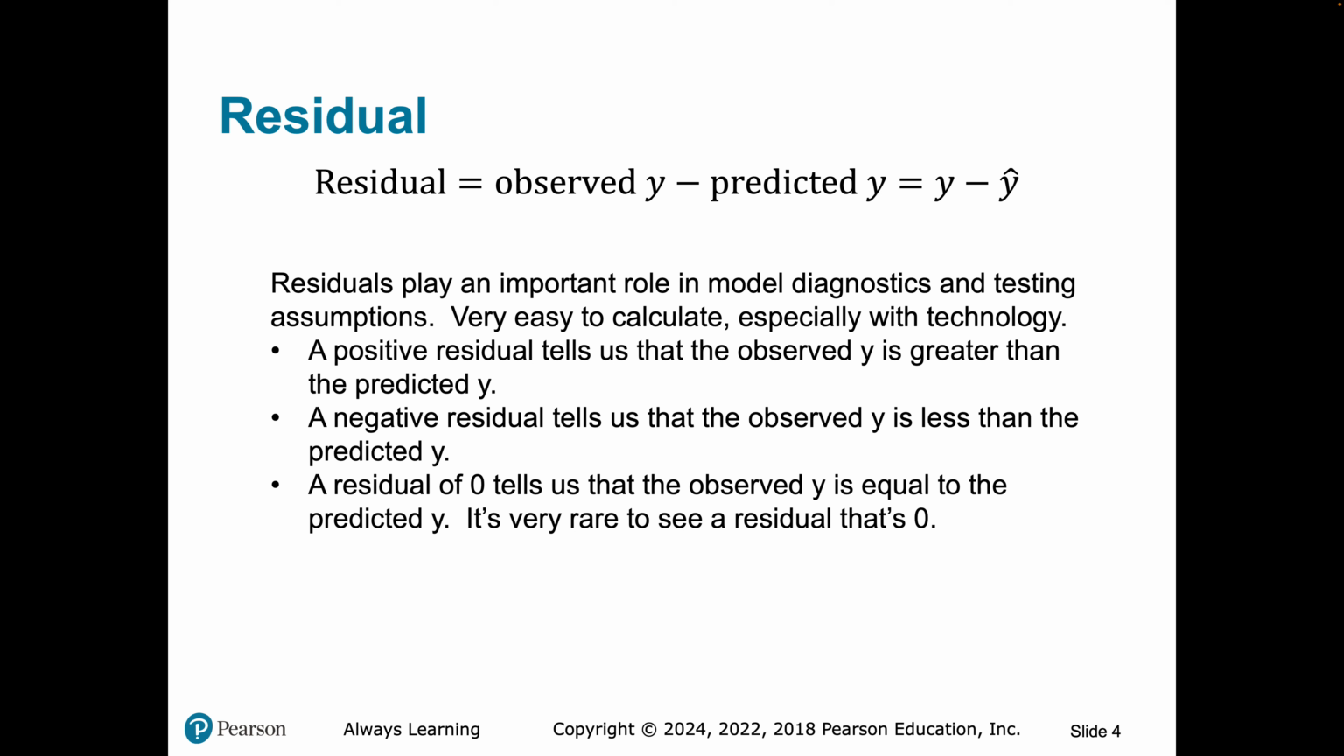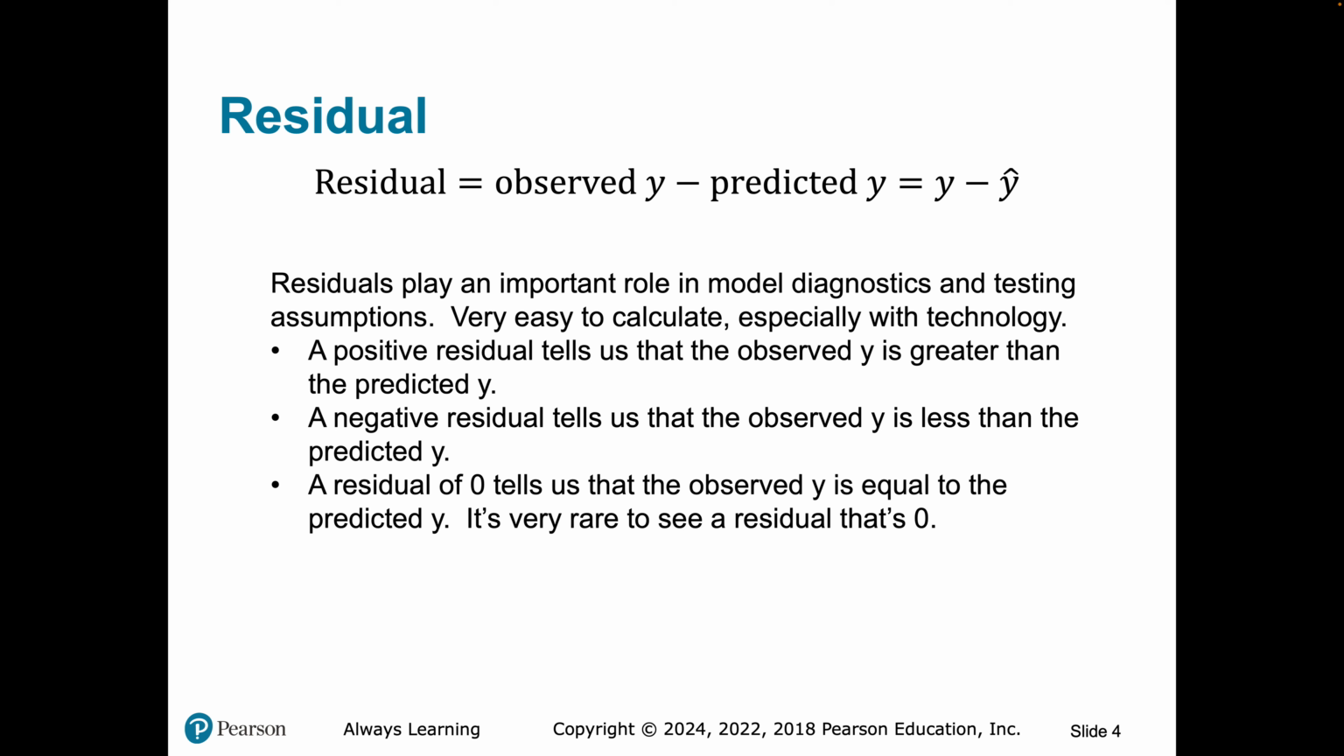Residual. All right, let's pump the brakes. Super, super important concept. Residuals play a very important role in model diagnostics and testing assumptions. So what are residuals? They are the observed y minus the predicted y. Again, observed y minus predicted y. So the observed y is the y that we get from our data set. The predicted y is the y that we would get if we put that x value in our model and predicted the y. So the difference between what we observe and what our model predicts is called a residual.